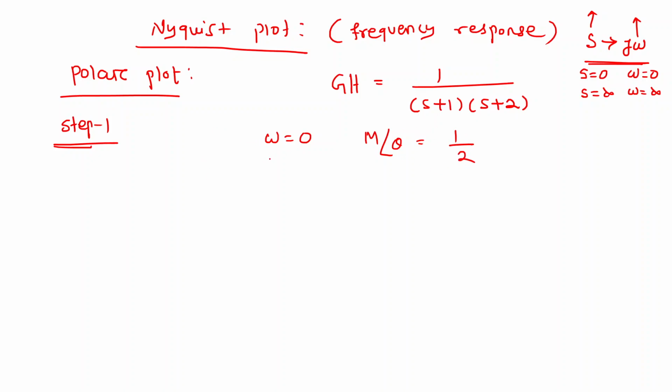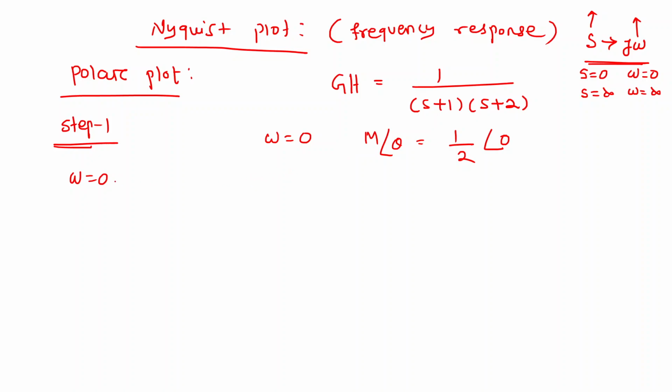Remember that at omega equal to 0, the angle is given by the number of poles and zeros at the origin. In this transfer function there is no pole and zero at the origin. As you have no pole and zero at the origin, the angle will be 0. I told you at omega equal to 0, the angle is contributed only by the poles and zeros at the origin, and because there are none, take the angle equal to 0.